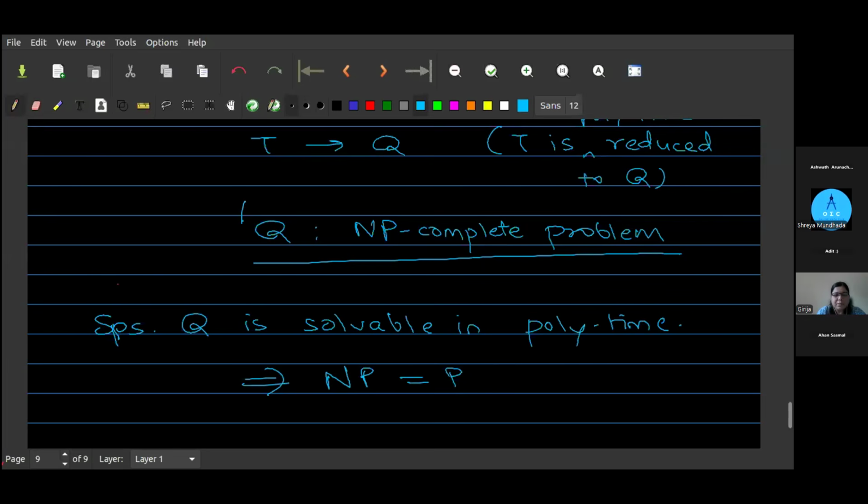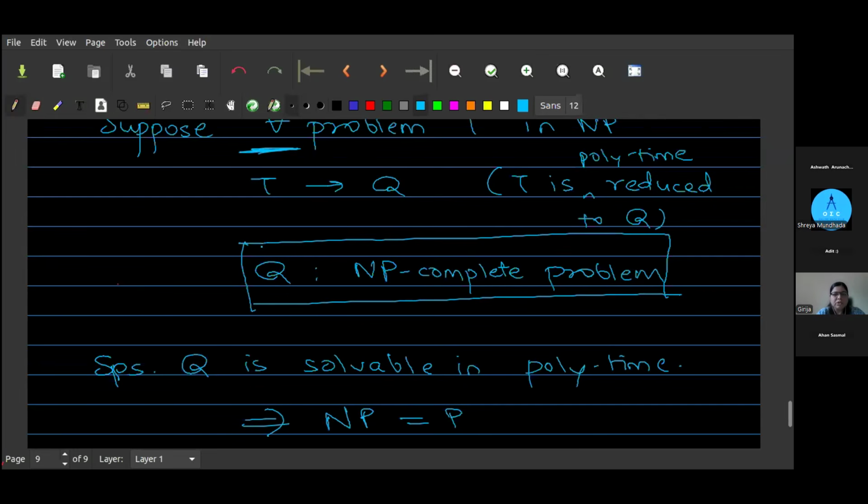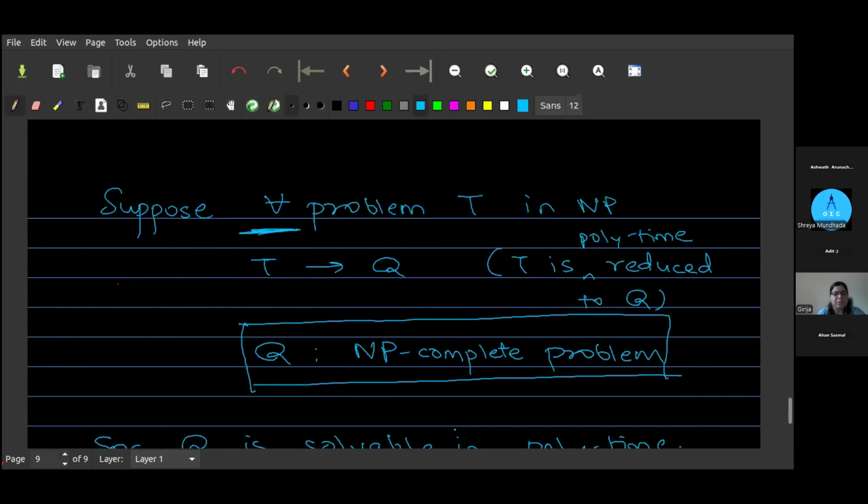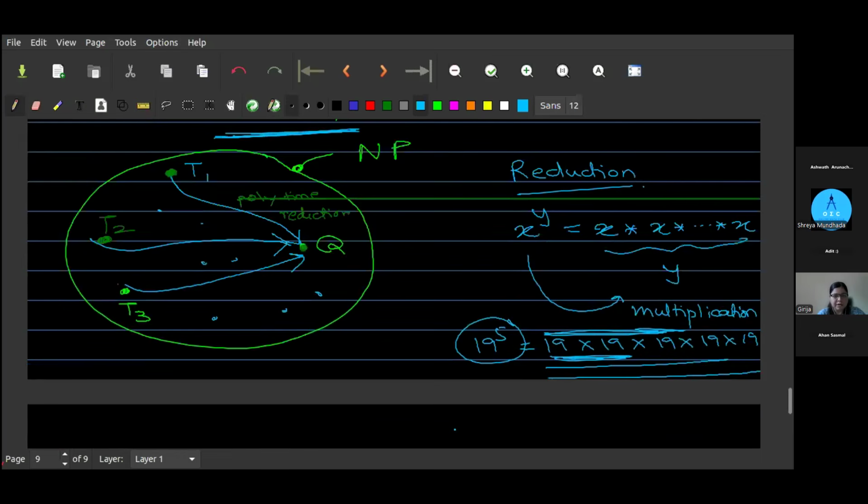And that's why these NP complete problems are in some sense very powerful. If somebody comes up with a polynomial time algorithm for Q, a hypothetical problem, then it not only solves Q, it solves everything in NP. So in some sense, Q is a very powerful problem because it has the capability of solving the entire set NP, all the problems in NP, given that the reduction is polynomial. Because when we do this reduction, the running time for T1 will be the time required for reduction plus solving Q. So both have to be polynomial time.